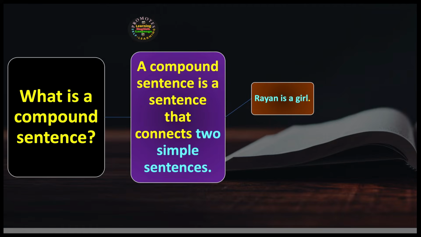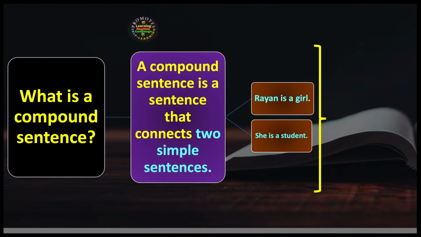Take an example, Rayyan is a girl. This is a simple sentence because it does have one subject and one verb, as I told you just a while ago. Take another example. She is a student. A simple sentence. Now these two sentences, what we call a compound sentence, is a sentence that connects two simple sentences.